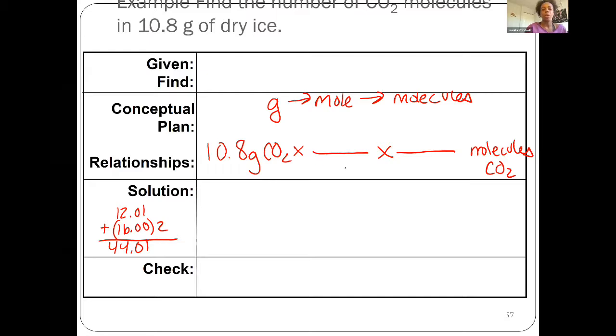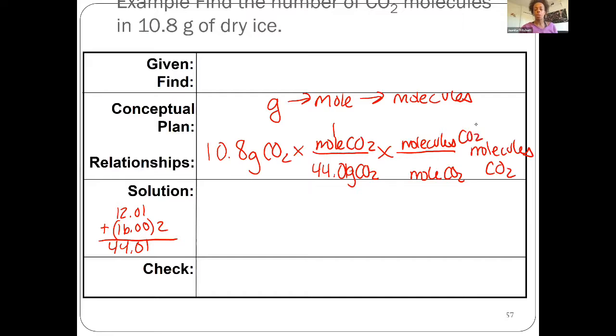So there would be grams of CO2 on the bottom to moles of CO2. Always, always, always put your units in first. That'll help make converting so much easier. And so then we go from 1 mole is 44.01 grams here. And then we want to go from moles, so we put that on the bottom, to molecules of CO2, so we put that on top.